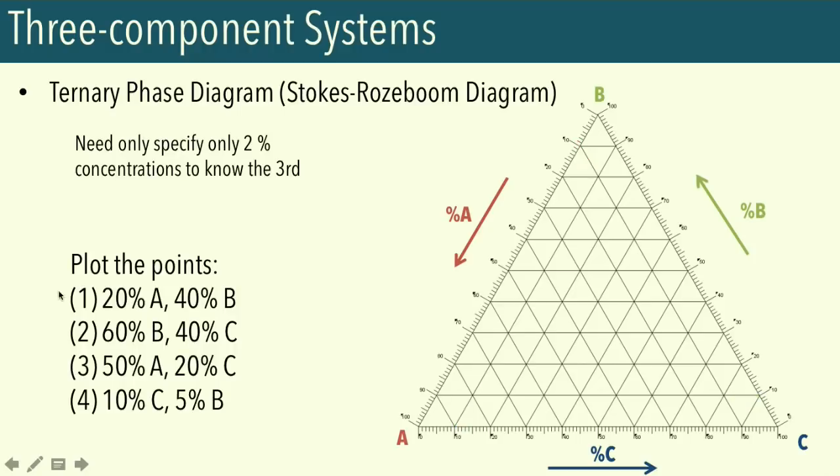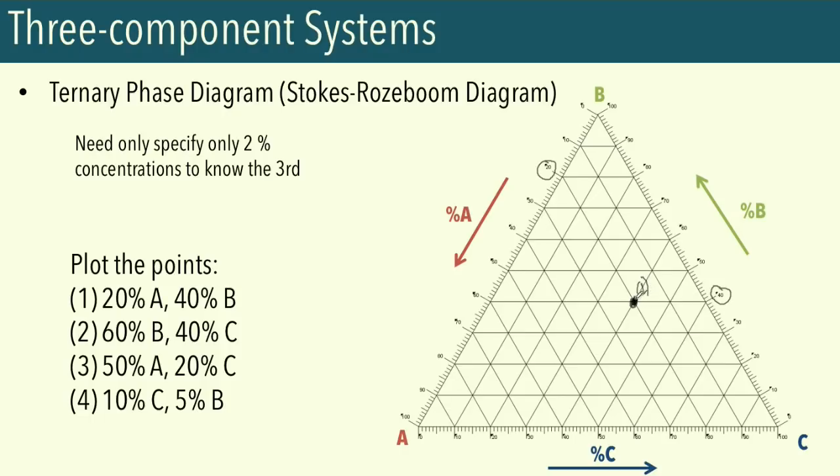Okay, so let's try to plot these points over here, and we'll see that if we just specify these 2 points, we could automatically specify the composition of the third. So if we're going to look for 20% A and 40% B, 20% A is around here, and 40% B is over here. We need to find the place where these two things intersect. 20% A corresponds to this line here, and 40% B represents this line over here. So this is our first point, 1.